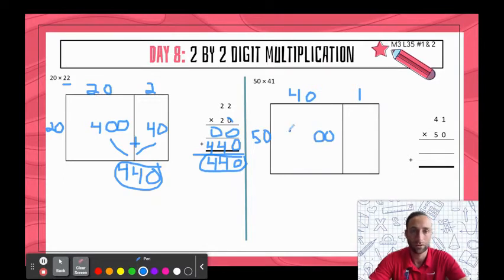5 times 4 is 20. 2,000. 50 times 1 is 50. Anything times 1 is that number itself. So if I add these up here, 2,000 plus 50, well, I get 2,050.